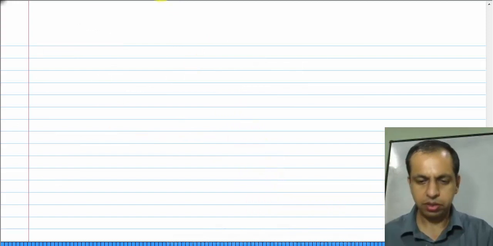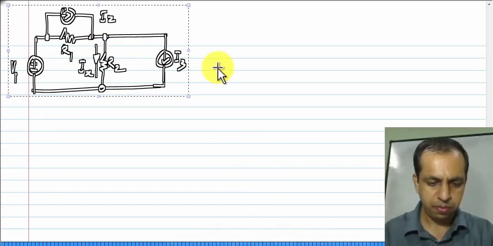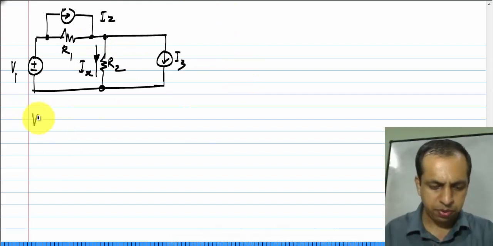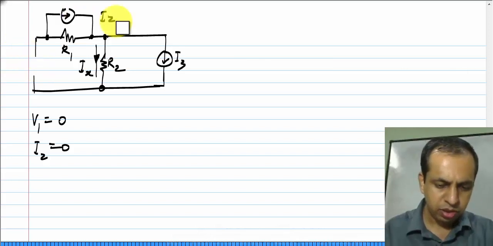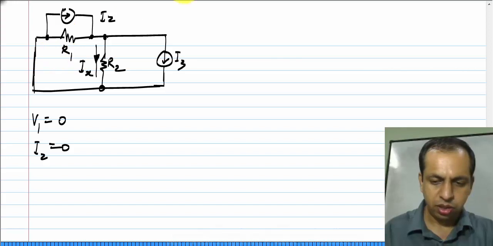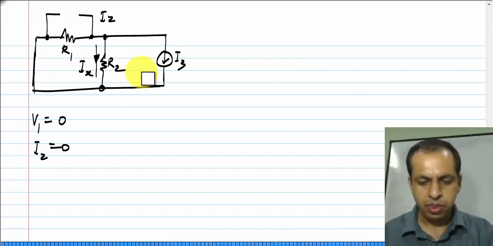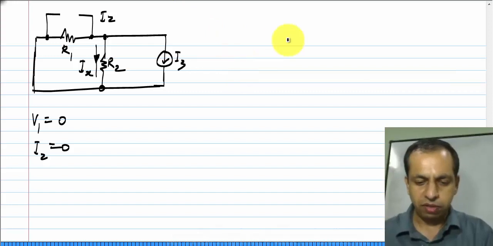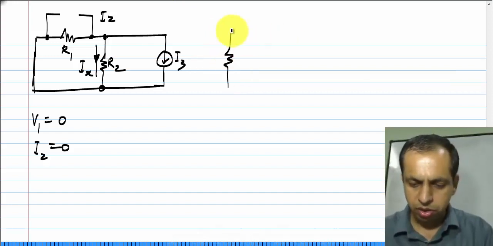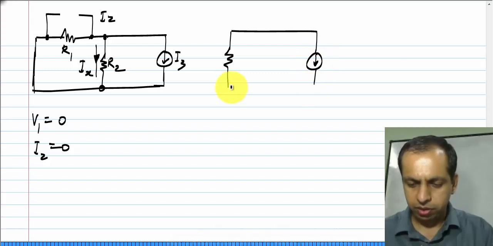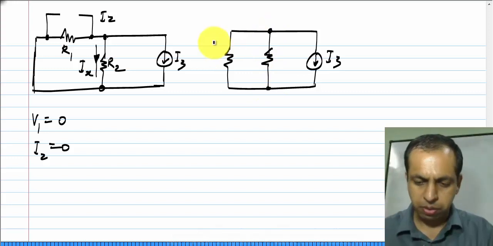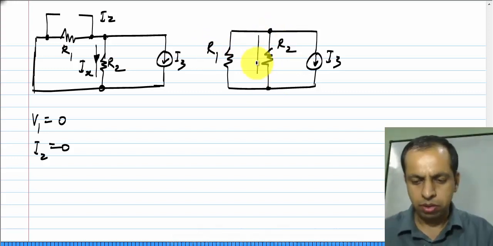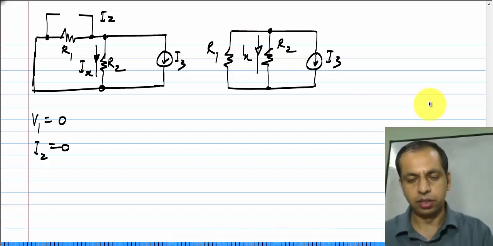And finally, the last step, I set V1 to 0 and I2 to 0. So, that means that this becomes a short circuit, and I2 being 0 makes it an open circuit, and I have only I3. And just for convenience, I will redraw that once more. So, again it is I3 applied across R1 and R2, and Ix is defined in this direction.